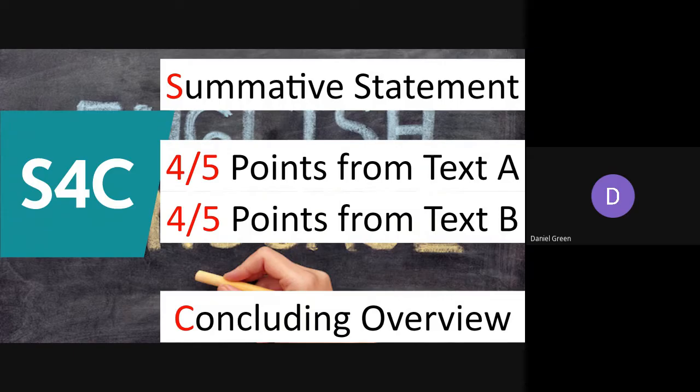So I always remember S4C: summative, 4 to 5 points, 4 to 5 points, concluding overview. Now, the concluding overview is just a summing up of that text. Sometimes this won't be relevant or won't be necessary. You may think that you've summed everything up in your 4 to 5 points from text A and text B. If you've done that, don't hesitate to move on.